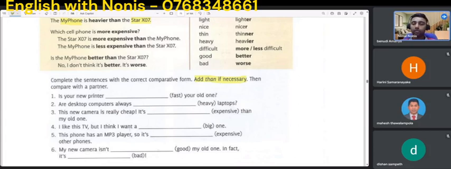Okay, so this is what we have to do. Complete the sentences with the correct comparative form. Within brackets they have given the words. So we have to use the correct comparative form of these words. And also, if it is required, we have to use than as well. There are 6 questions, right? Can you all do it and send me the answers in the Google chat? Students, please do this one and send me the answers in the Google chat. Once you send it, then we can discuss.